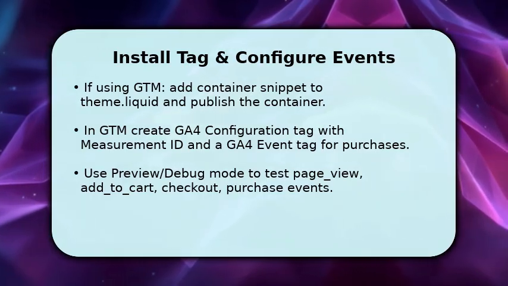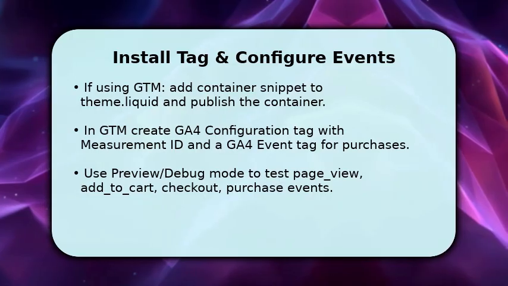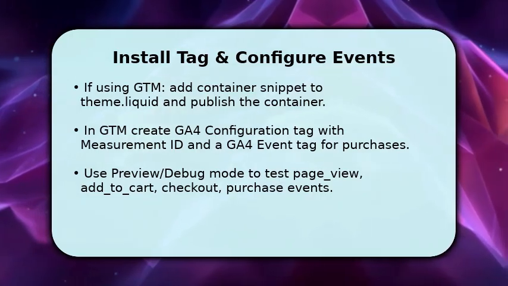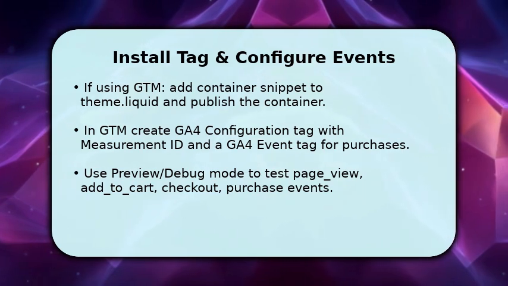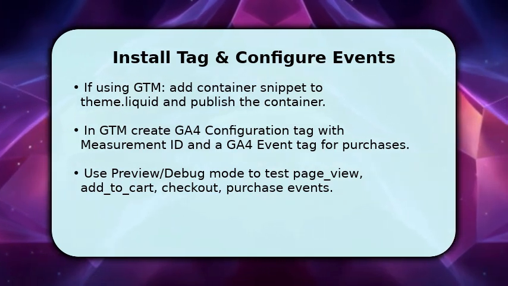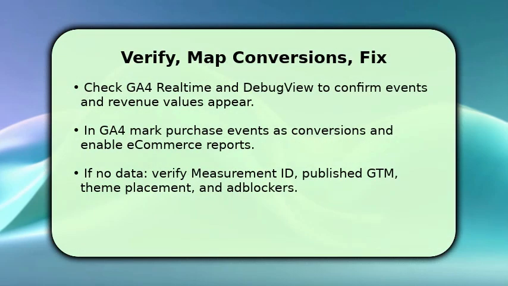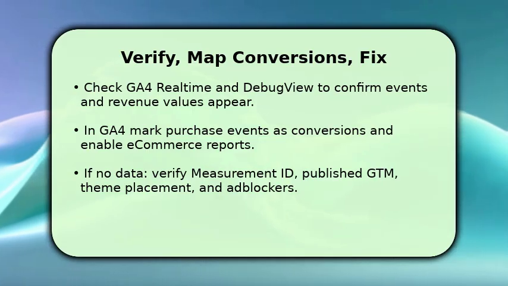Next, use GTM's preview mode or GA4 real-time to confirm triggers fire. Make sure you map Shopify's data layer variables to GTM tags, so transaction values and item details come through. Finish by verifying and mapping conversions so your reports matter.